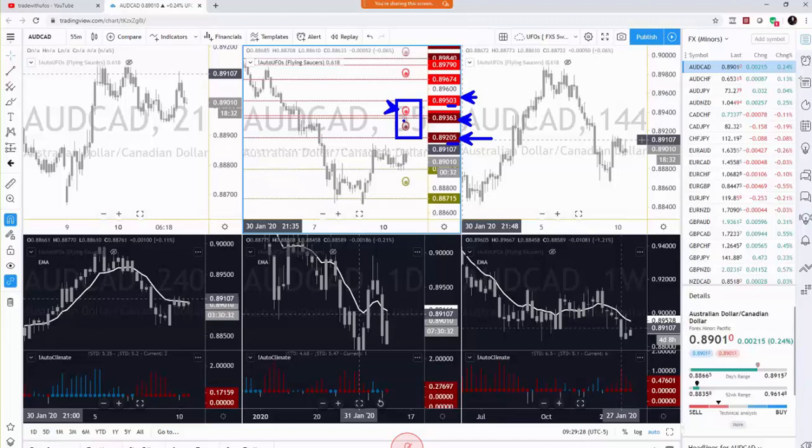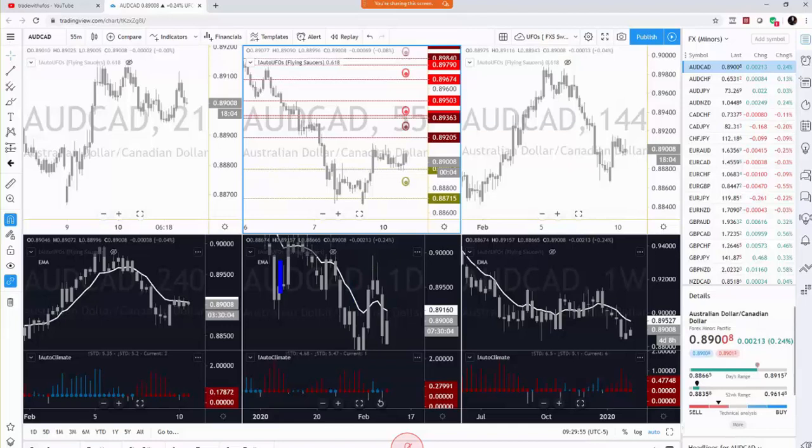Okay, and you may be saying, well, wait a minute, it's not lining up with the UFO because, sorry, it's not lining up with the EMA because the EMA is actually 16. Okay, it's 0.8916. And on the top, we got 0.8920. Okay, and you're right, it's not lining up. But at the same time, think about the M. When you think of exponential moving average, what does the M mean? Moving. It moves, okay?